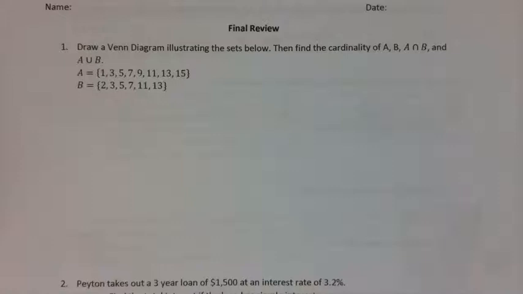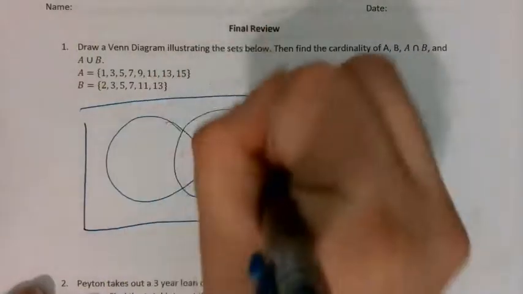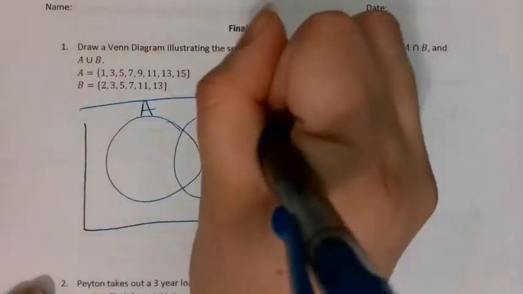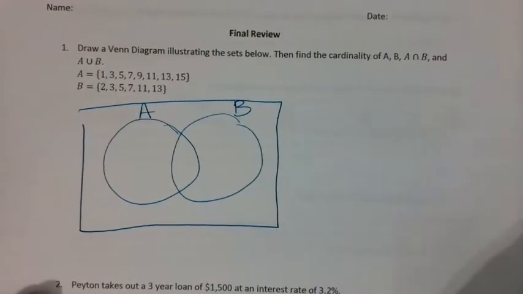So number 1 wants me to draw a Venn diagram that shows the sets below. So what I'm going to do is draw a box for them to go in. This is going to be set A and set B. So I am looking for things that are in both sets.